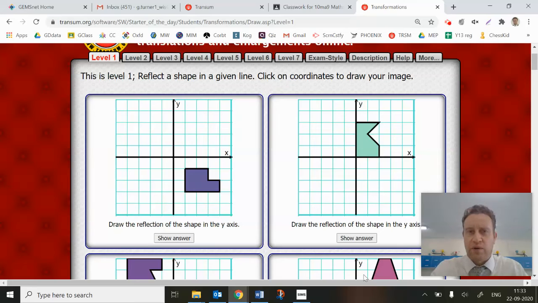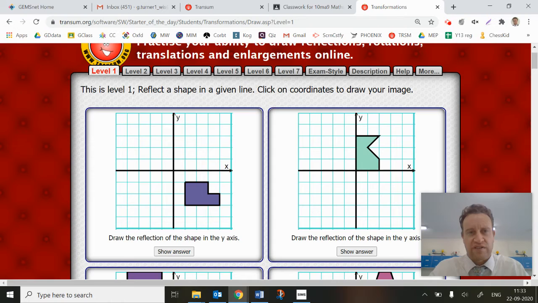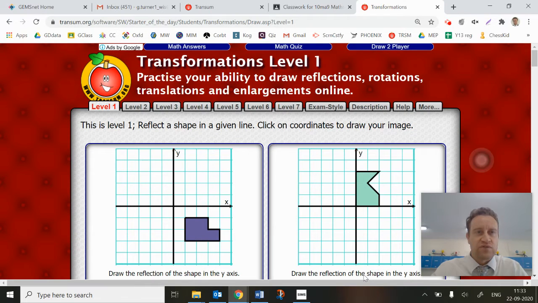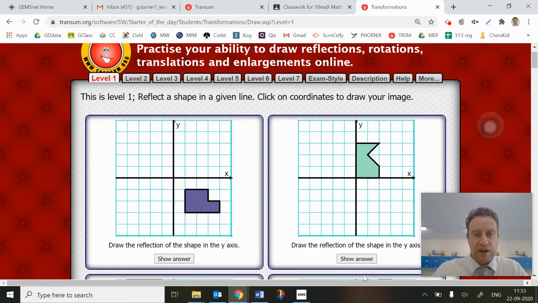Hey there, guys. We're going to look at some reflections here. Reflections are one of 4 transformations which you need to know for GCSE or IGCSE. So there are reflections, rotations, translations, and enlargements. And this Transum website has some really good practice on here.